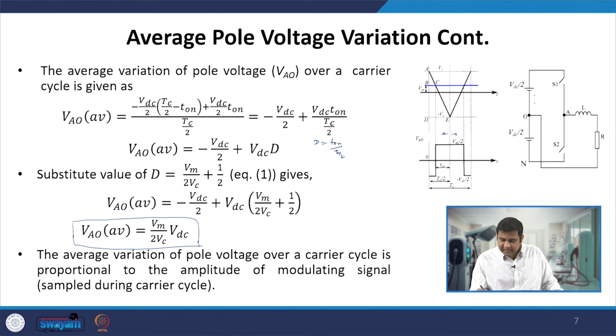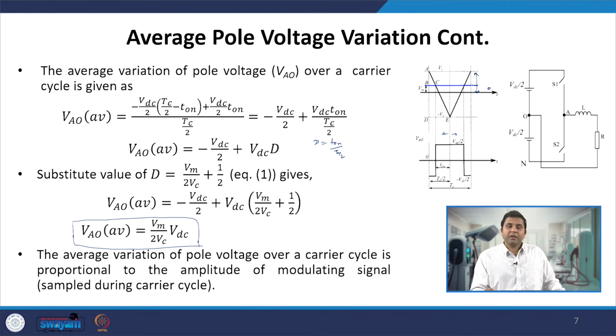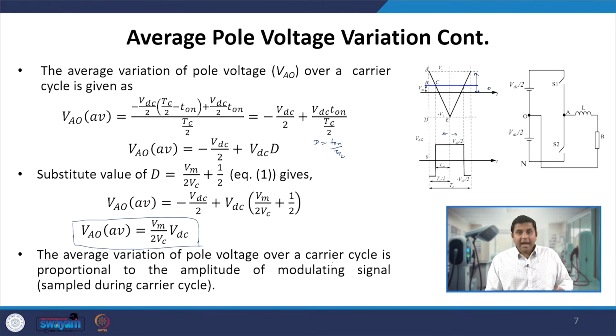Now, what is Vdc? The DC link which you are applying. And Vm is the amplitude of your modulating signal, meaning how far your modulating signal is away from this 0 line, and your Vc is the value up to which your carrier goes on one side, or you can say the amplitude of your carrier signal. So, this is what we get. So, we can say that the average variation of pole voltage over a carrier cycle is proportional to the amplitude of this modulating signal sampled during the carrier cycle.